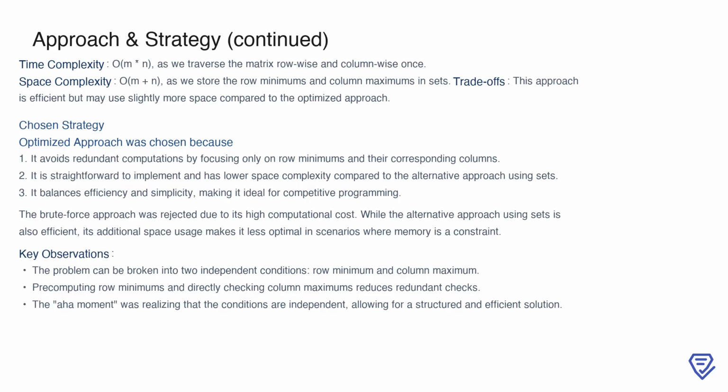The key observations that guided this decision include recognizing that the problem can be broken into two independent conditions, identifying row minimums and verifying column maximums. By pre-computing row minimums and directly checking column maximums, we significantly reduce redundant checks. The pivotal insight was understanding the independence of these conditions, which allowed for a structured and efficient solution.